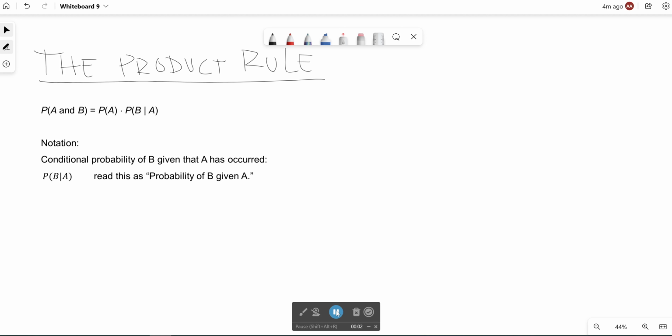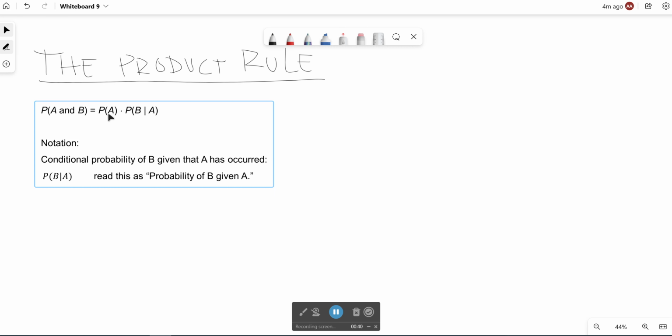Hello everyone. In this video, we'll go over the product rule for probabilities. The product rule allows us to find the probability that in two consecutive trials, so if we conduct two trials, one after the other, the event A occurs in the first trial and the event B occurs in the second trial, is given by this formula.